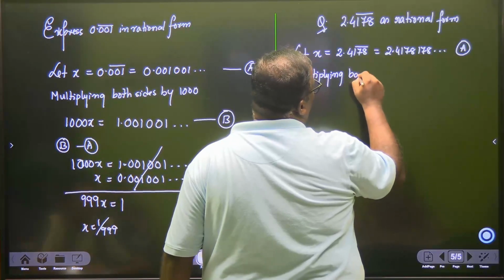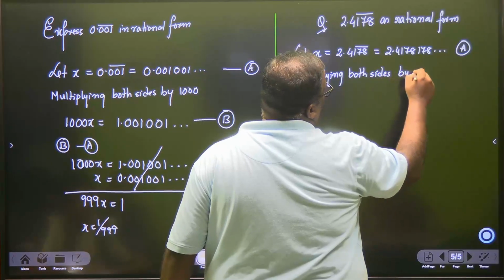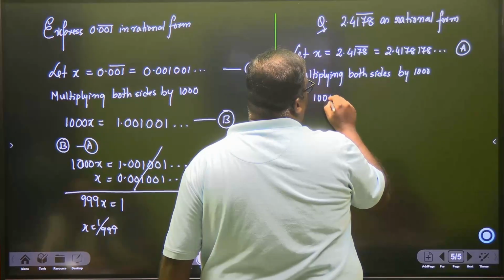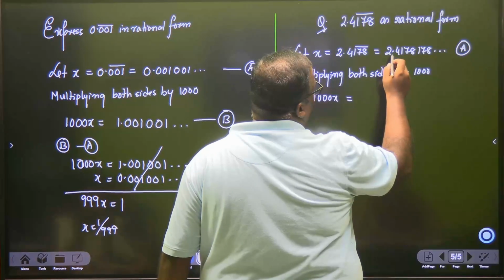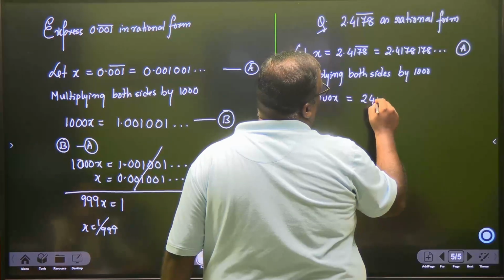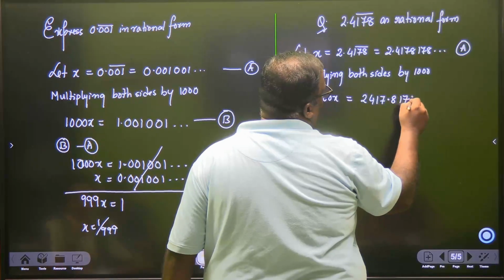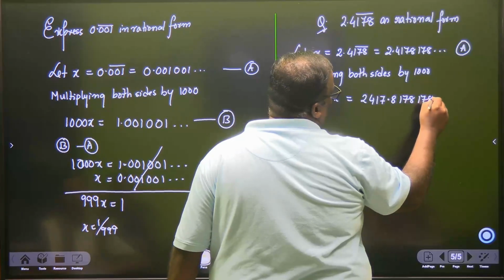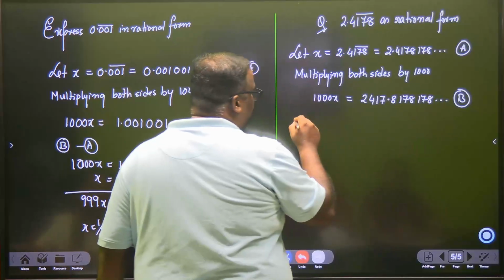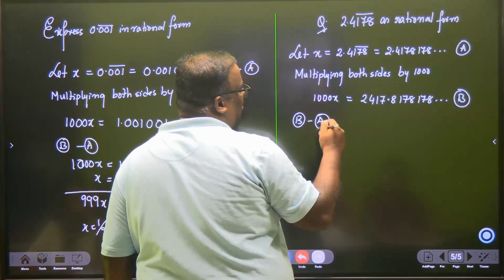Okay, multiplying both sides. What should I multiply it with? By 1000. So this becomes 1000x. This becomes how much, beta? 2417.8. 178 data. Then Pedagaru minus Chinnagaru. So we'll try to do that.